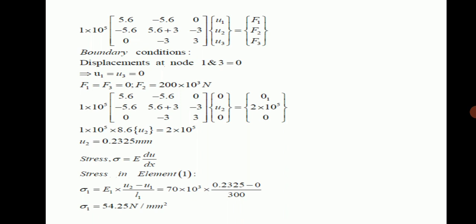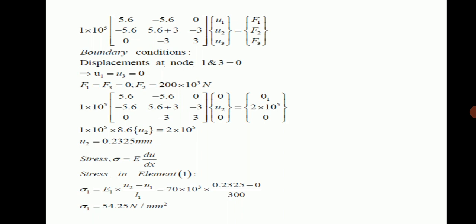At last we want to assemble equations 1 and 2, that is the stiffness matrix of element 1 and the stiffness matrix of element 2. When we assemble the stiffness matrix, we will get the final answer as 1 into 10 power 5, 5.6, minus 5.6, 0, minus 5.6, that is 5.6 plus 3. That means this is the meeting point of two nodes, that is 5.6 plus 3, we will get 8.6, minus 3, 0, minus 3, 3, and U1 U2 U3 is equal to F1 F2 F3.